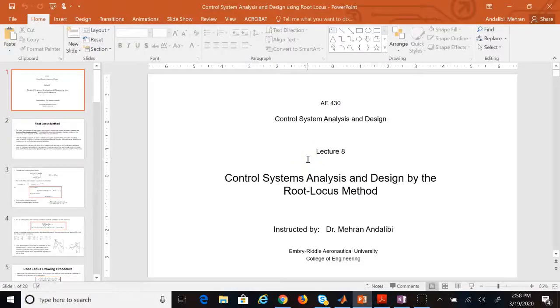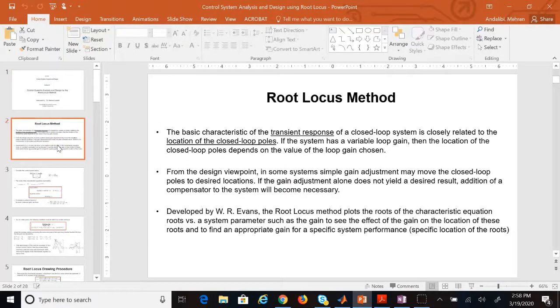What is this Root Locus? So Root Locus is, if I want to put it very simple, a method that shows the location of the poles of a transfer function. Which transfer function? The closed loop transfer function, the one that we really care about.